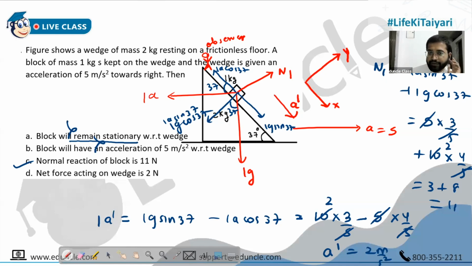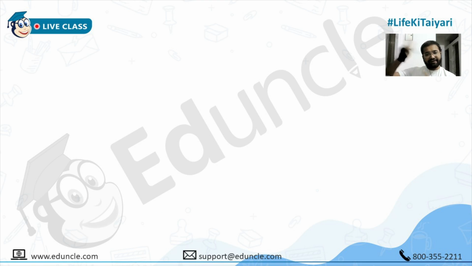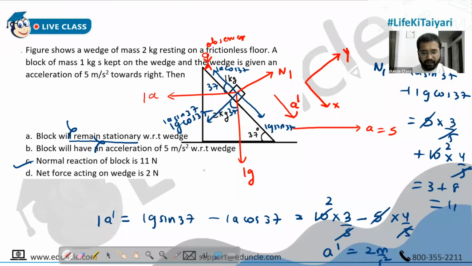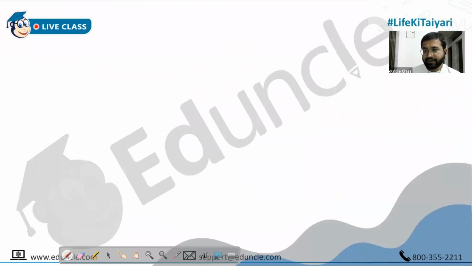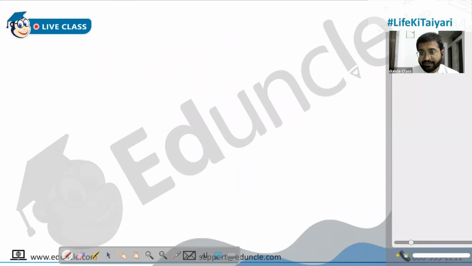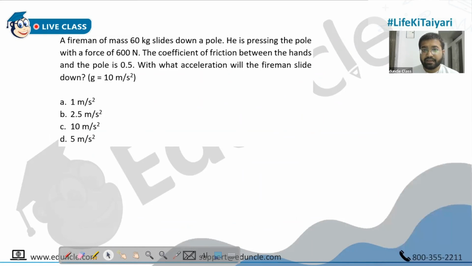I cleared the two confusions that we had yesterday. The 7.5 kg, that's correct. And this one is also correct. Chalo. Now let's take a new question, people. This was question number 8. Now I want to take question number 9. Let's take question 9.